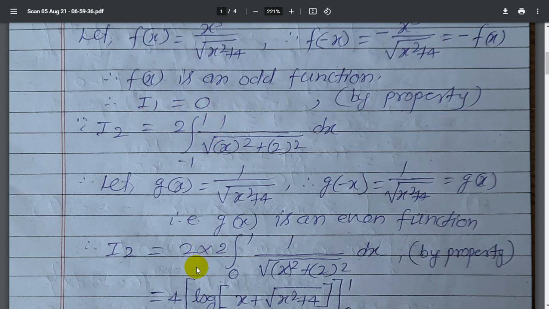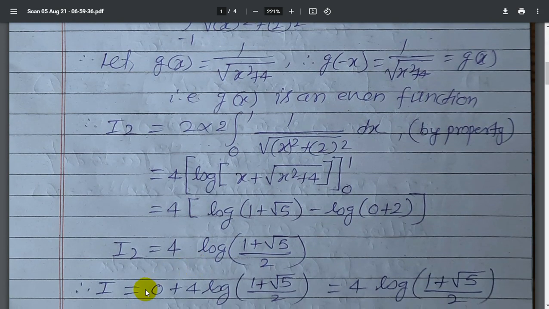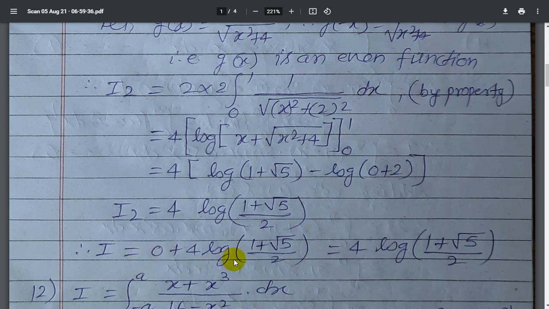So substituting I1 equal to 0, because I equals I1 plus I2. So this is the value of I1. I1 is 0 plus the value of I2, 4 log of 1 plus root 5 upon 2. Therefore, I equals 4 log of 1 plus root 5 upon 2. This is the final answer for question number 11.